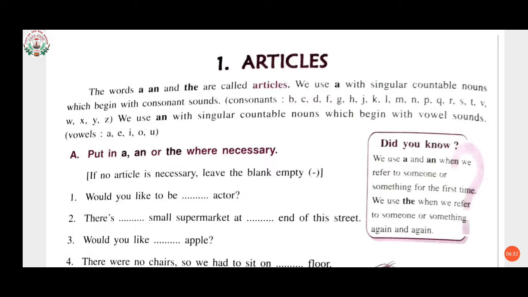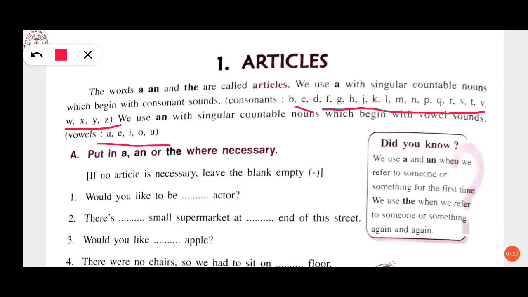Now students, we have just gone through what countable nouns and uncountable nouns are. So here the use of a is given with singular countable nouns which begin with consonant sounds. Now here in the bracket you can see what consonants are. Here the consonant letters are given. You can see B, C, D, F, G, H, J, K, L, M, N, P, Q, R, S, T, V, W, X, Y, Z. Leaving vowels, we have consonants and vowels. Vowels here are A, E, I, O, U.